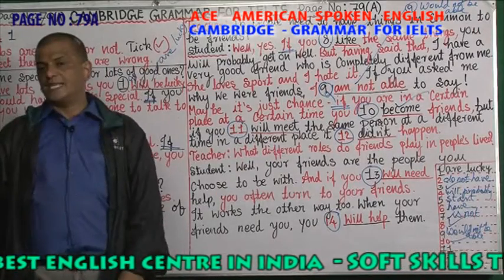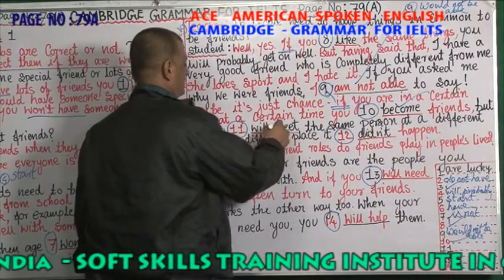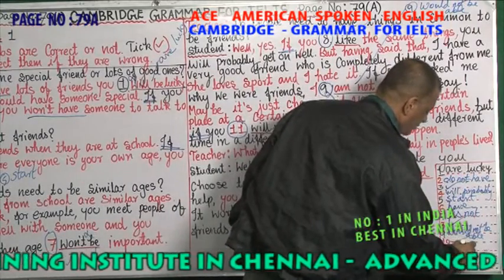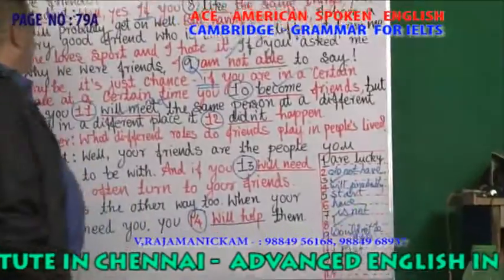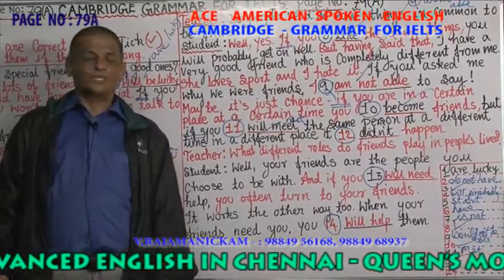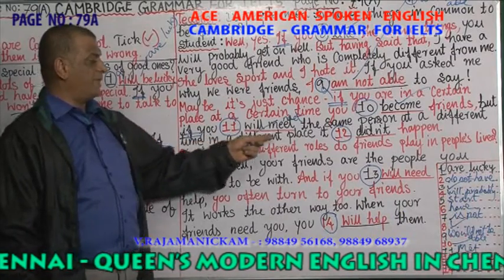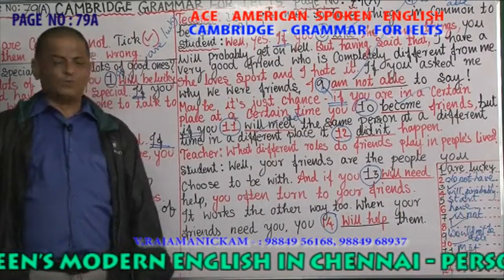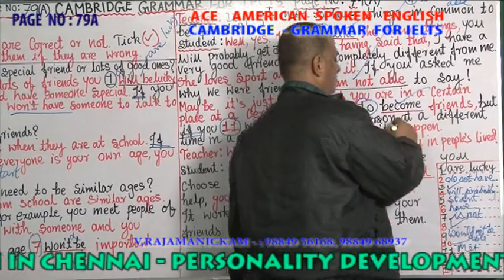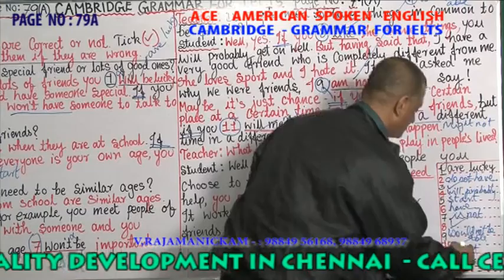The eleventh one, if, what is that? Once again, an if sentence. If you met, will meet is wrong, met is correct. If you met the same person at a different time in a different place, it might not happen. So didn't is wrong, might not is the correct answer. Number 12 is might not.